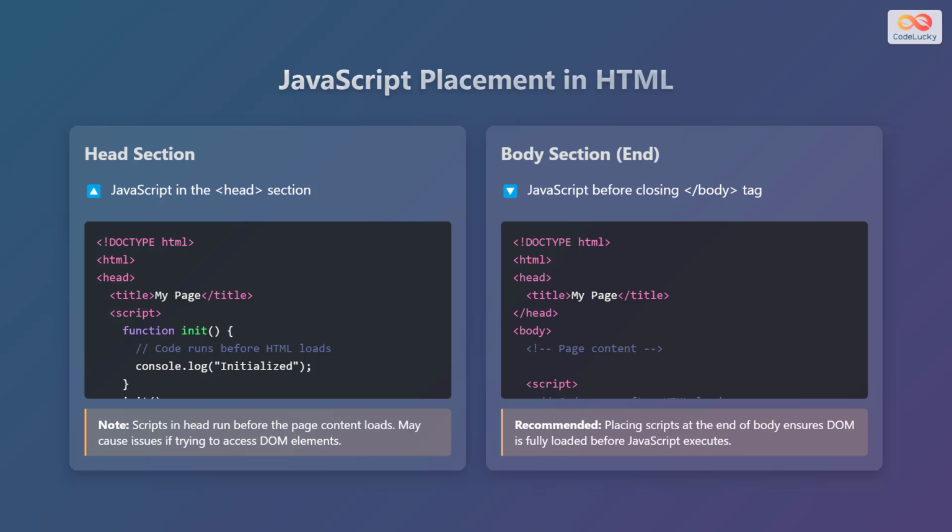The placement of your JavaScript code within an HTML document can affect how it runs. Placing JavaScript in the head section means the code will run before the HTML content is loaded. This can sometimes cause issues if your script tries to access document object model elements that haven't been created yet. Placing your JavaScript code just before the closing body tag ensures that all HTML elements have been loaded before the script runs. This is the recommended approach, as it avoids potential errors caused by trying to manipulate elements that don't yet exist.